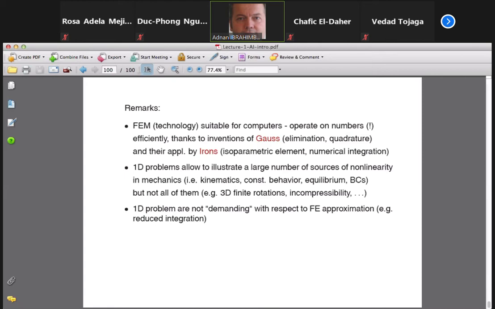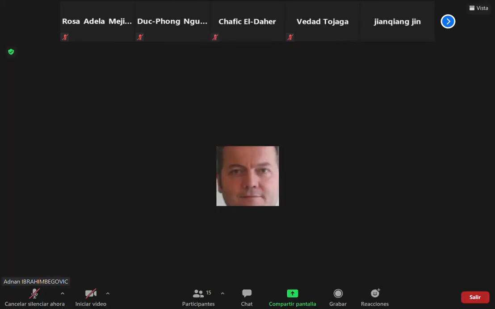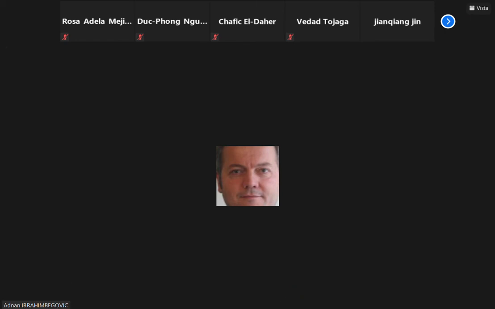But of course, you cannot really illustrate how to solve all these problems for the 3D case or other cases. So eventually, as we go along, I'll comment on that. So 1D problems are also not very demanding with respect to finite element approximation. Everything I said is probably the simplest type of approximation. More complicated cases you need when you have 3D and 2D cases, because then it gets a little bit more tricky. So roughly, this is all for today.